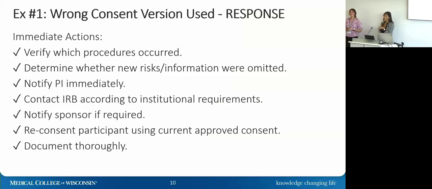So the immediate actions, we've discussed a lot of these already. So you guys did a great job. Some of the ones that we've already identified was determining if there are new risks or procedures, information that was omitted. We talked about contacting the IRB. We also, I think, talked about contacting the sponsor. We talked about reconsenting. We also talked about documenting thoroughly.